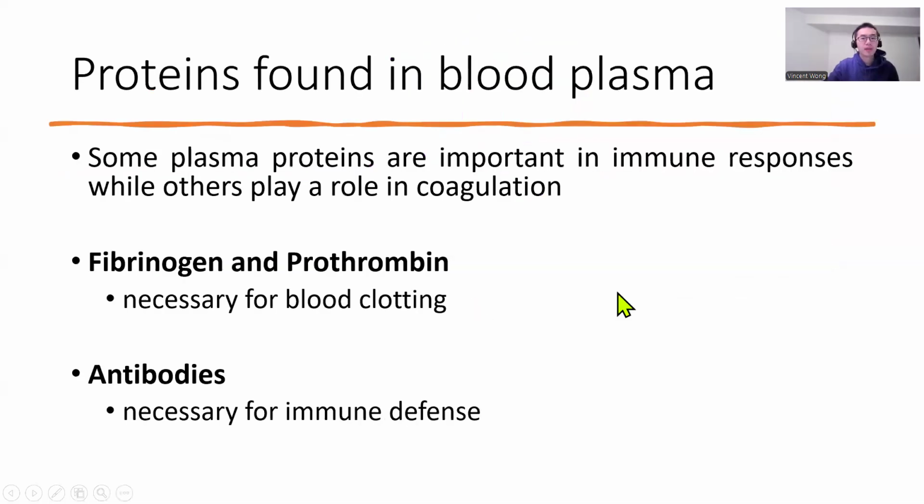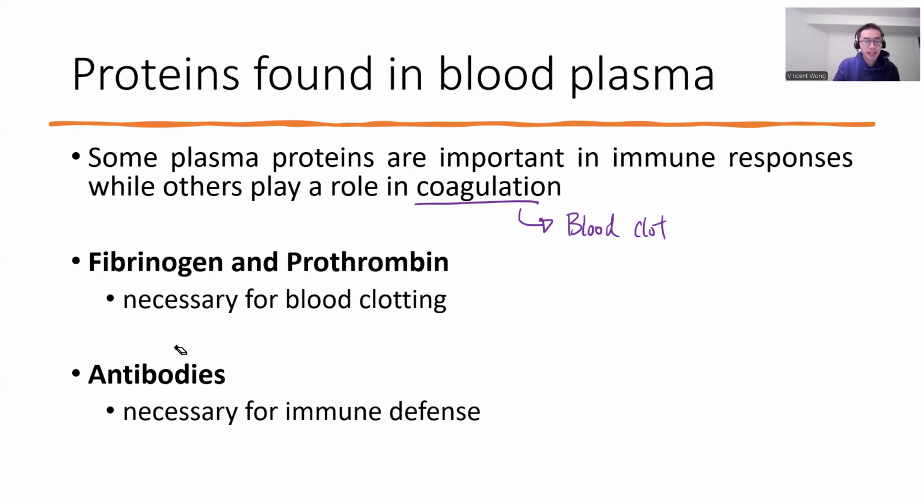There are other kinds of plasma proteins. Some are important in immune response. Others are important in coagulation. Coagulation is just a fancy word for blood clot. I will introduce these to you first, and then we'll come back to it at a later point. For example, for the blood to clot, if there's a cut or something, you need these plasma proteins. One of them is called fibrinogen. The other is called prothrombin. I'm just showing you right now. We'll talk more about them later on. These are made in the liver.